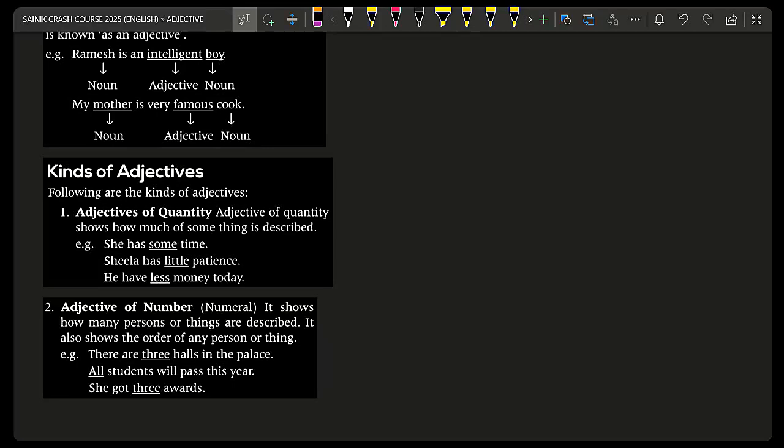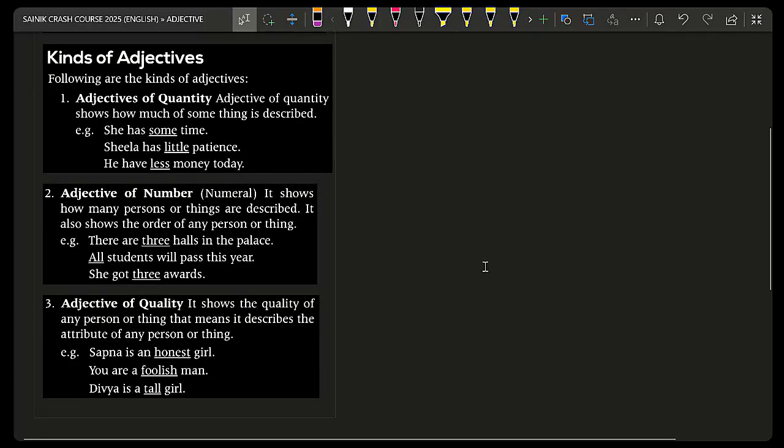Quality means how is it? Is it fat? Is it thin? Is it tall? Is it short? Is it white? Is it black? So how it is shows the quality of any person or thing. That means it describes the attribute of any person or thing. Attributes may be height, weight, color, gender, etc.